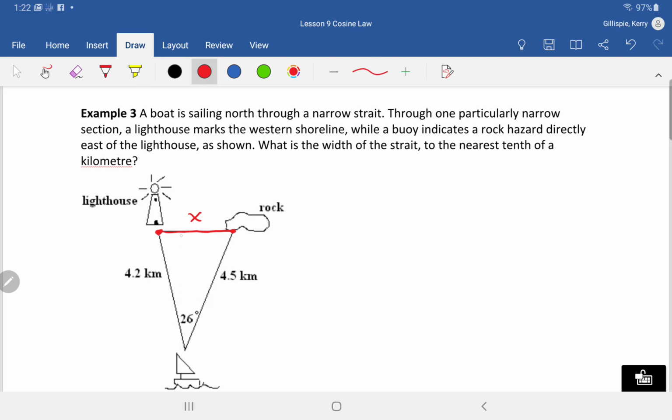So the boat is coming north through here. We want to know what length of space the boat has to travel through, right? Because obviously it doesn't want to hit the lighthouse and it doesn't want to hit the rocks. So it has this path to get through.